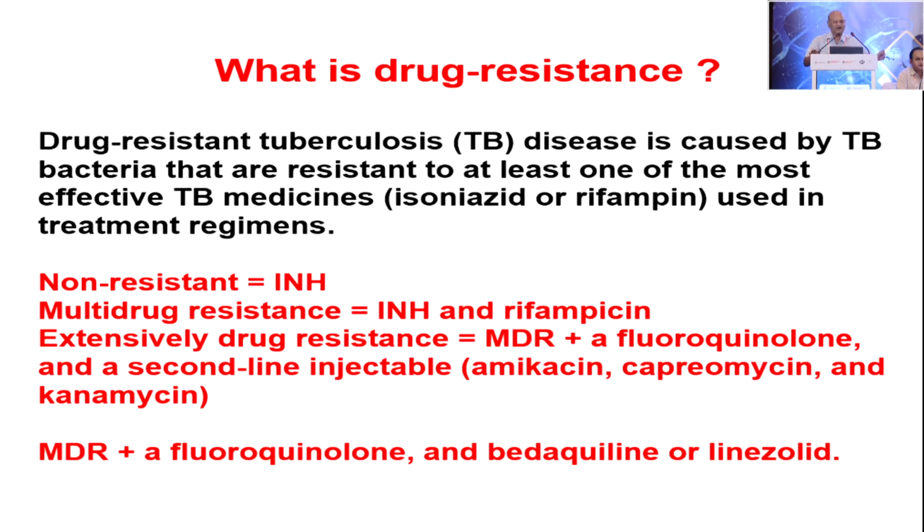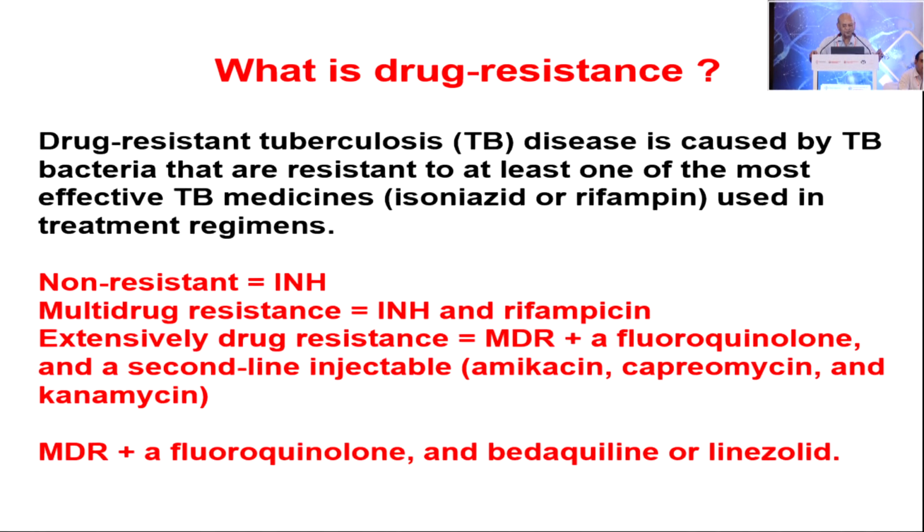MDR tuberculosis just means that Mycobacterium tuberculosis has stopped responding to common effective anti-tuberculosis drugs; then it is a state of drug-resistant tuberculosis. There are three dominant types of drug-resistant tuberculosis. One is mono-resistant tuberculosis, which can be with any of the anti-tuberculosis drugs, but the clinically relevant one is mono-resistant tuberculosis against isoniazid, INH.